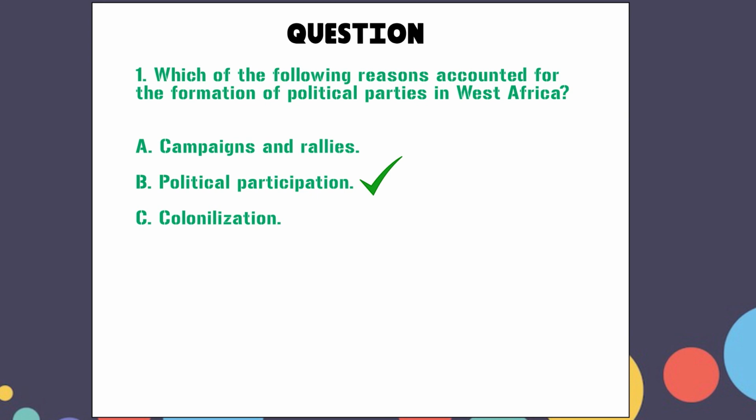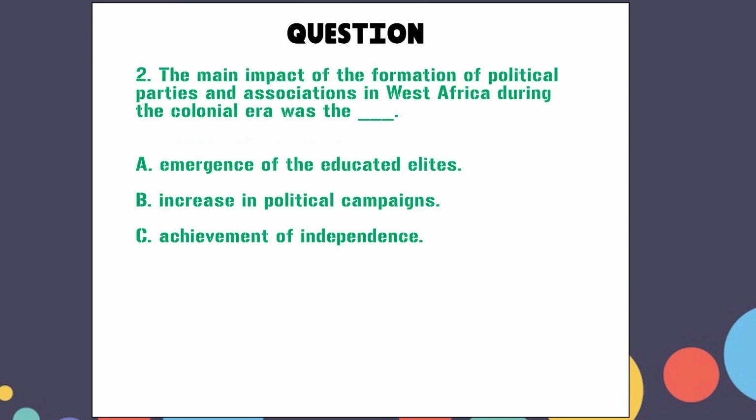Political participation. Question 2. The main impact of the formation of political parties and associations in West Africa during the colonial era was the A. Emergence of the educated elite, B. Increase in political campaigns, or C. Achievement of independence. The correct answer is C.